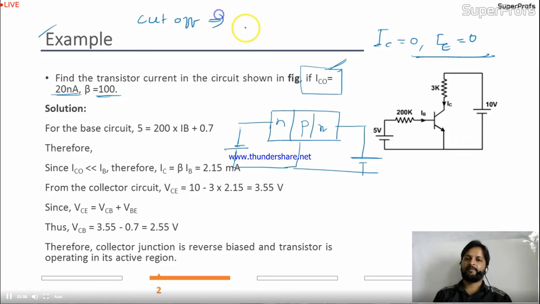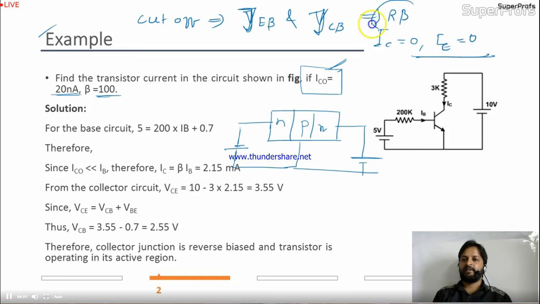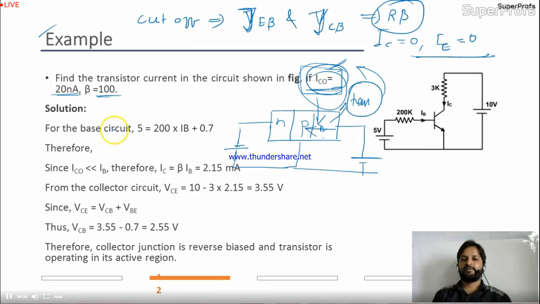In the cutoff region, I can say the junction EB and the junction collector base are in reverse bias. In the reverse bias condition, we know there will be no current in the circuit, but still we have some leakage current, this ICO, because of temperature. Because of temperature, the minority carriers develop into the N region, and they constitute the current ICO. Is it okay? So this is the current.